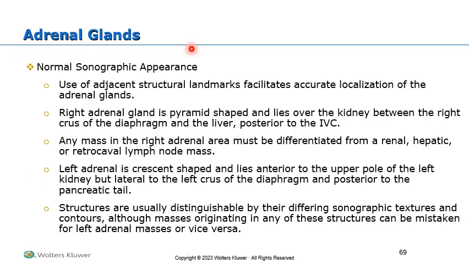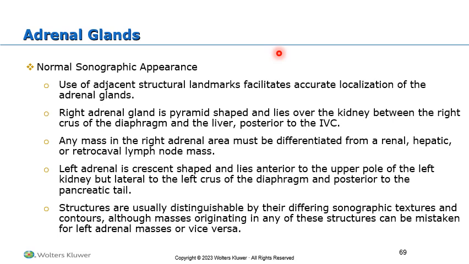Okay, now the normal sonographic appearance of our adrenal glands. Because they are still, even in a neonate, a little bit challenging to see, especially if we're not looking for them, we really want to count on our surrounding landmarks to guide us towards them. The right adrenal gland is pyramid shaped, so you'd say maybe a V or a Y shape in transverse. It sits over the kidney between the right crus of the diaphragm and the liver, posterior to the IVC.